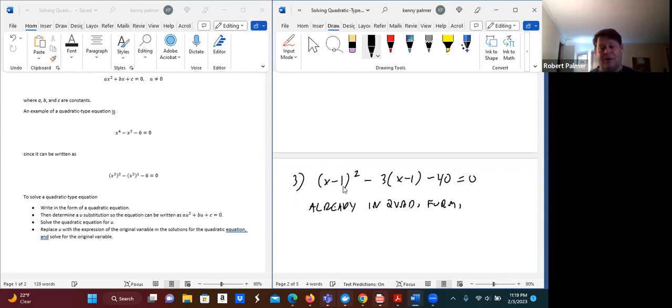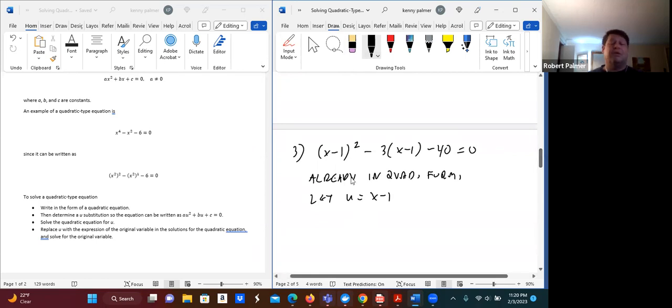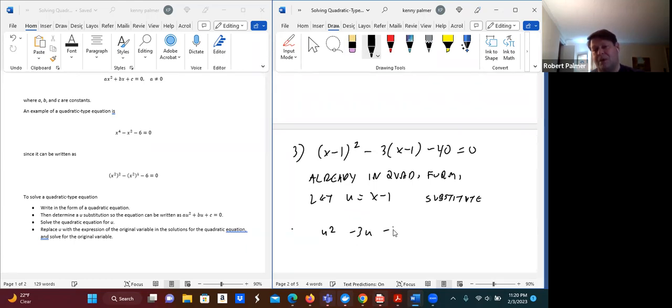We do it the same way. This is the first power, this is the second power. So once again, we use substitution: let u be equal to x minus 1. Just like we did before, wherever you see x minus 1, replace it with u. Substitute that in, and it gives us u squared minus 3u minus 40 is 0.